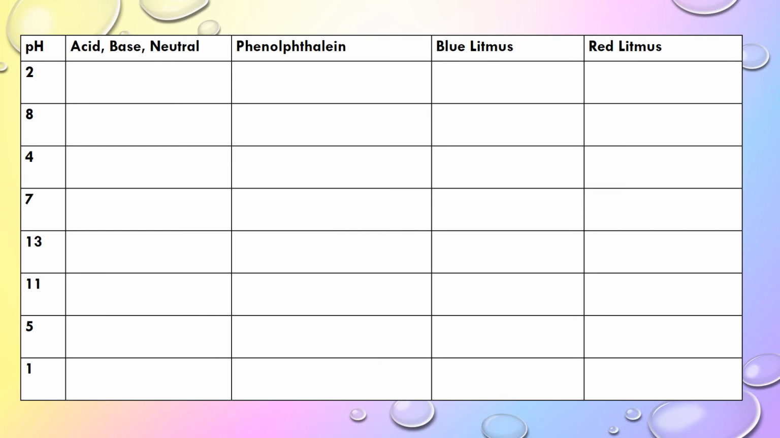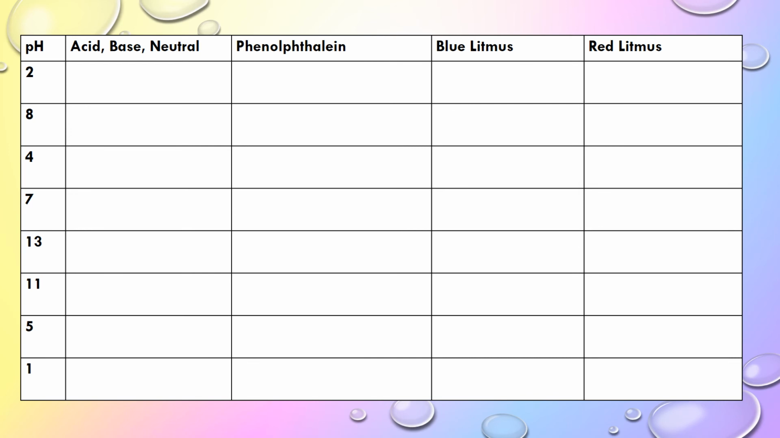Okay, so this is the chart that you are going to complete from Castle Learning, but my suggestion is to go through and answer it first on paper if you can, just so this way you can check it for each one of these different ones. I'm going to do the first one with you. So a pH of 2 is going to be what?